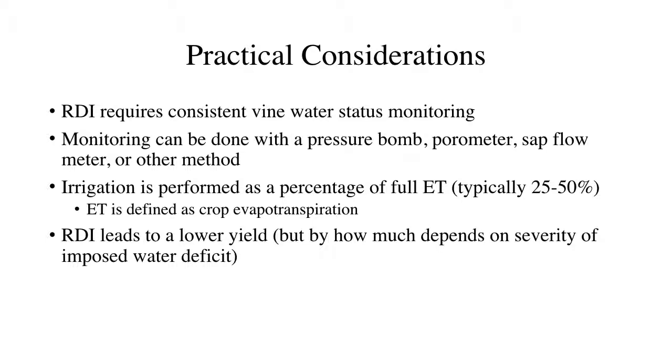Irrigation is performed as a percentage of full ET, ET being defined as the crop evapotranspiration constant. So when you perform RDI, you're typically performing it at 25 to 50% of full ET. And RDI will lead to a lower yield, but that depends on the severity of the imposed water deficit.